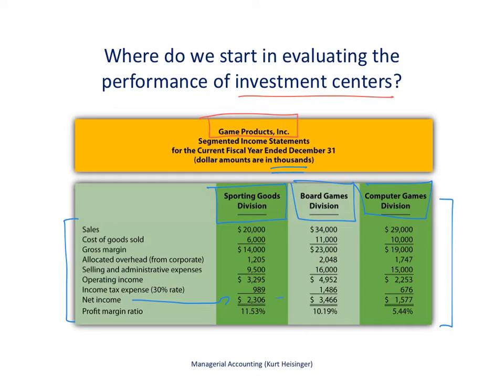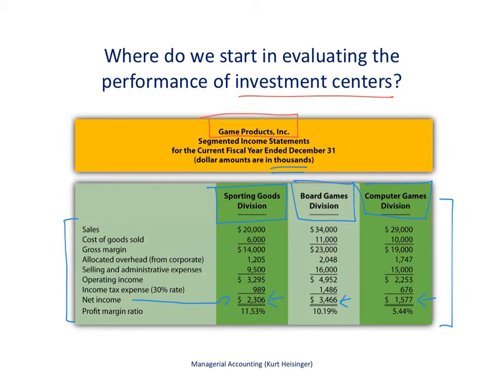For the sporting goods division, we're looking at net income of $2,306,000. For the board games division, net income of $3,466,000. And for the computer games division, net income of $1,577,000. So that's a good starting point. And we can certainly compare net income and look at the board games division as being the best performing division of the three. But the problem with that is we don't really compare it to the sales that are generated by each division.